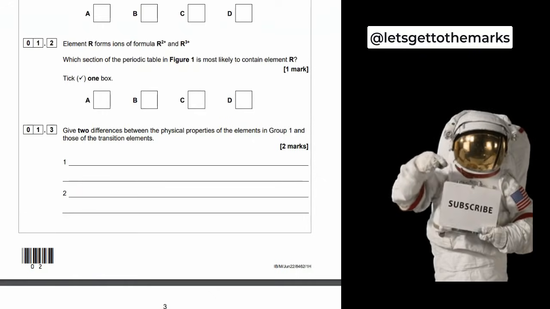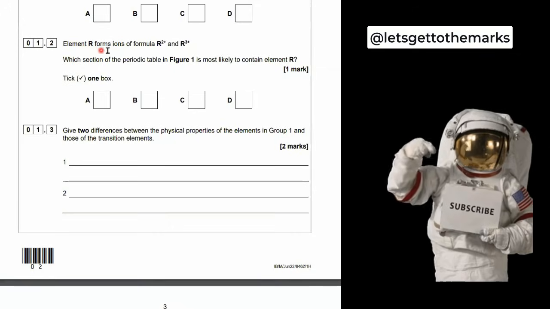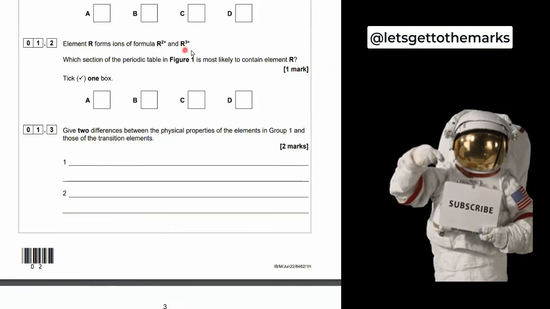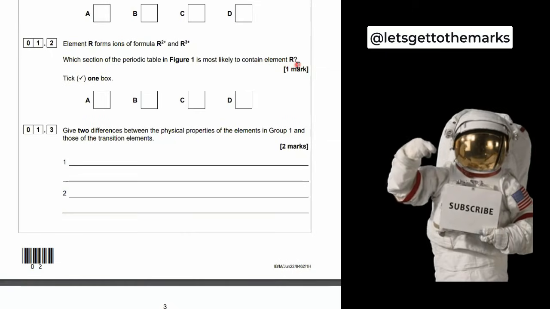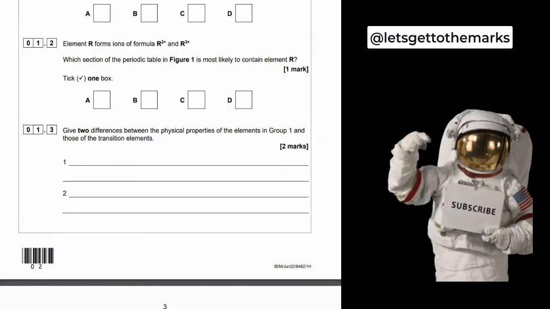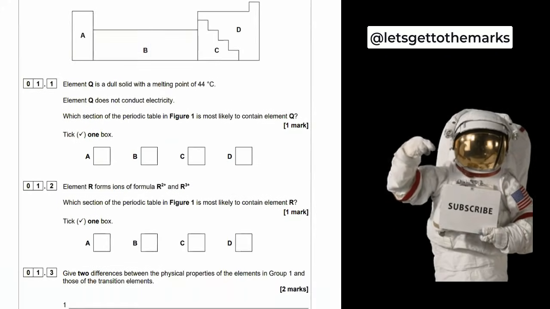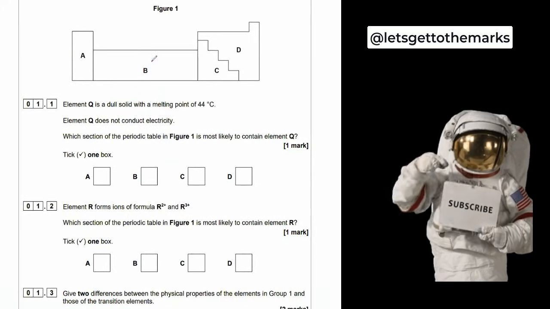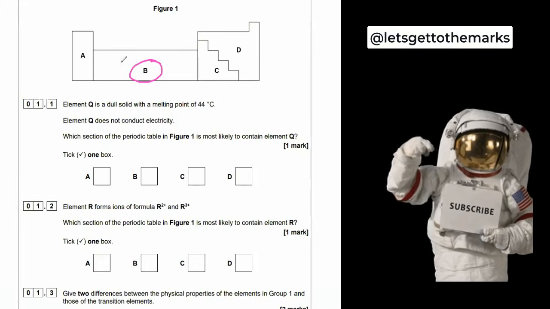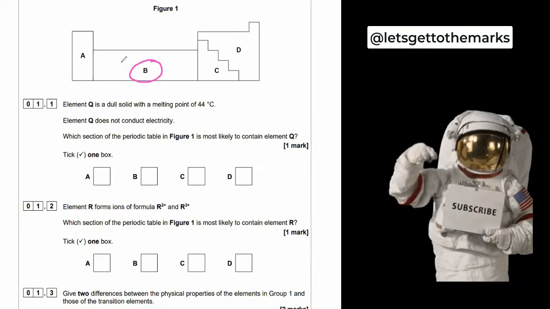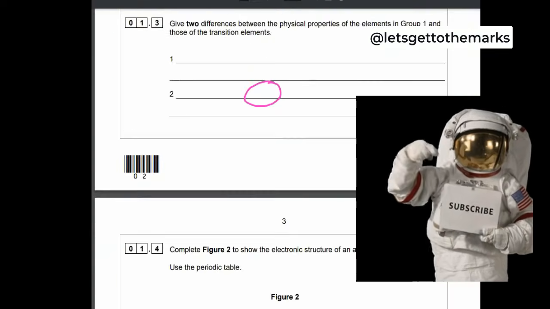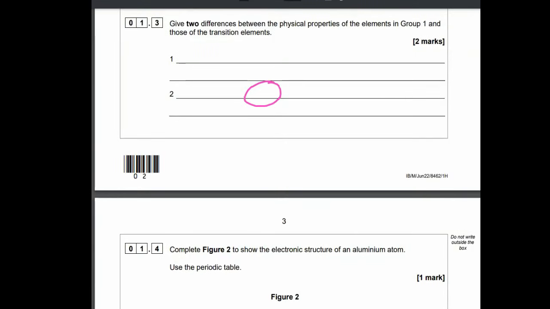All right, let's look at question 1.2. Element R forms ions R2+ and R3+. Which section of the periodic table in figure 1 is most likely to contain element R? The only clue we've got here is that it can be an ion of 2+ or 3+. There's only one block in the periodic table where we find those elements, and that is over here. You probably know these are called the transition metals, and one of their key chemical properties is that they have multiple oxidation states, multiple ionic charges. So iron can be +2 or +3, copper can be +2 or +1. So they have different ionic charges.